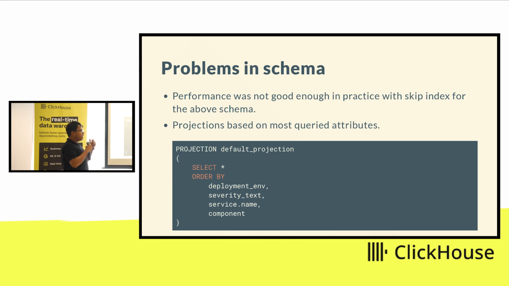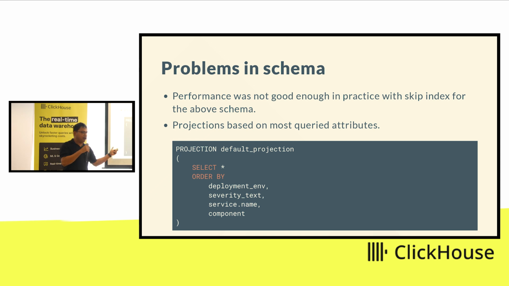So what we did was we went with projections. What a projection basically is, once your data is stored in the table, it is ordered by certain columns. Now let's say you want to improve the performance of some other columns. What you'll do is store the data once again, but this time it will be ordered by something else.